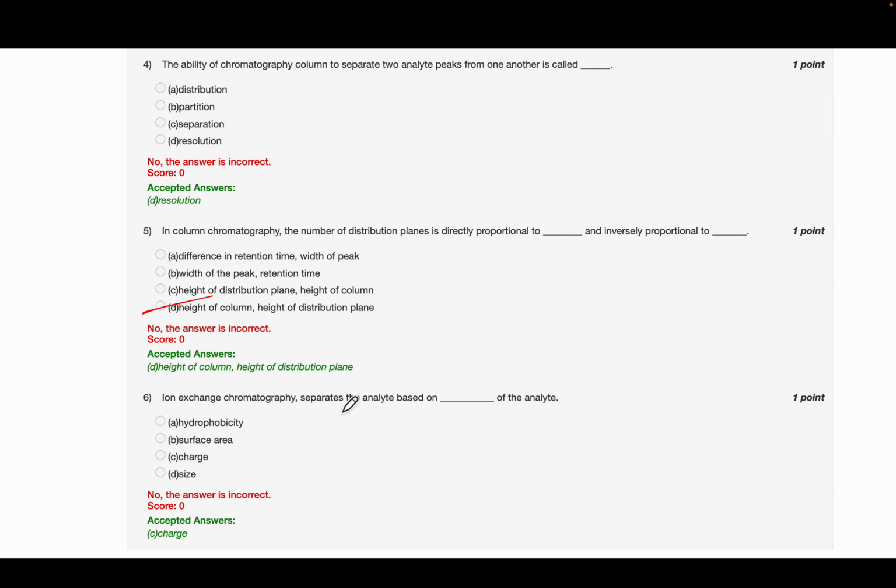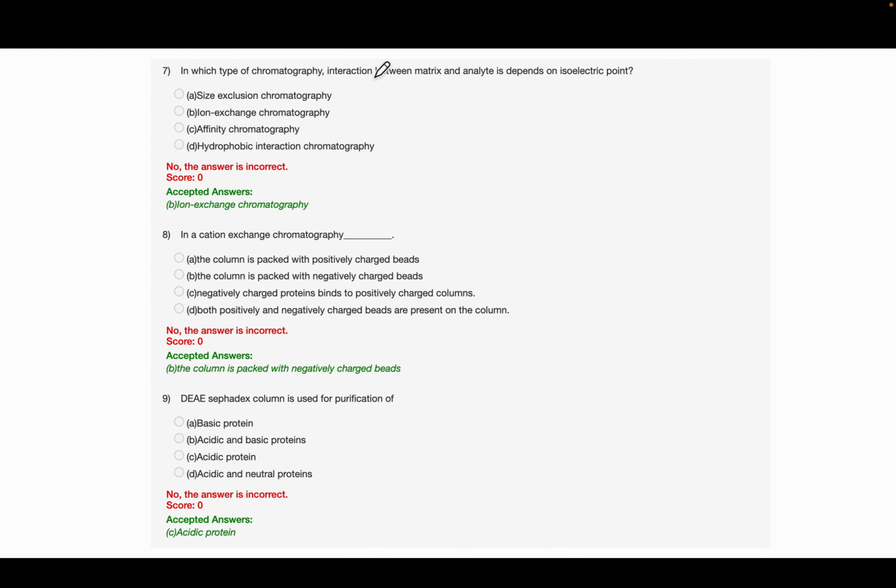Ion exchange chromatography separates the analyte based on charge, because we have cation exchange chromatography and anion exchange chromatography to isolate cation and anion. Okay. Then, in which type of chromatography is the interaction between matrix and analyte dependent on isoelectric point? It depends on ion exchange chromatography.